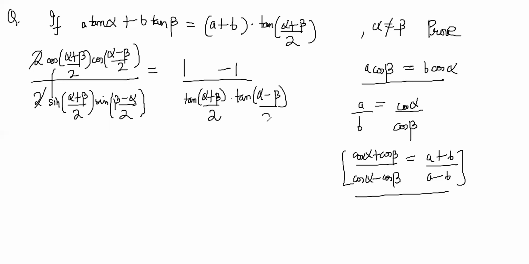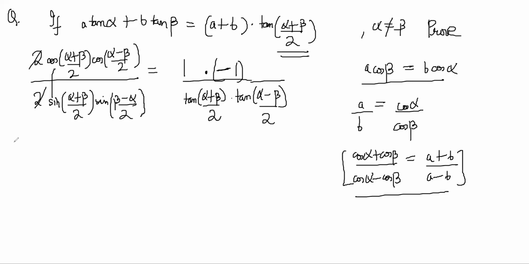Beta by 2, right? Correct. This is my thing. So minus 1 by tan alpha plus beta by 2 and tan alpha minus beta by 2 is, we have to prove that that is equal to a plus b by a minus b, right? Okay, so at least I am getting something here, something like this, right? So tan alpha minus beta by 2 I need.